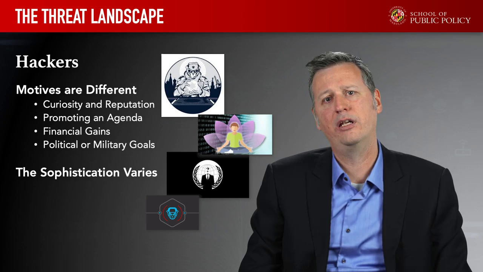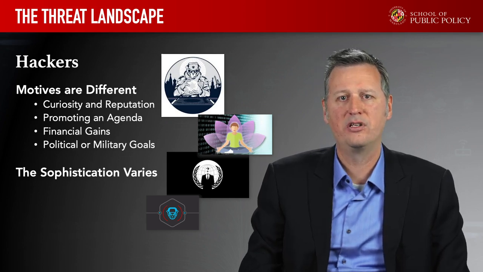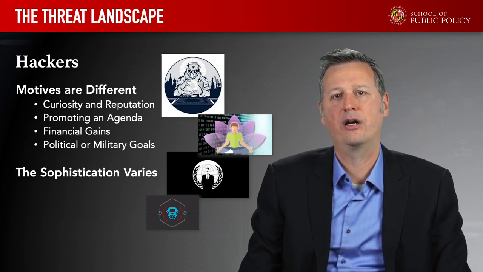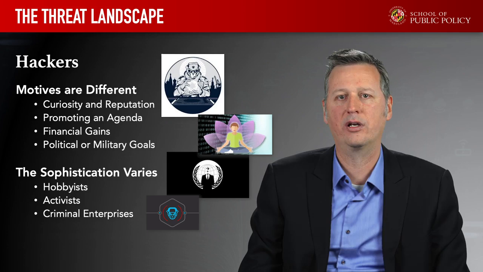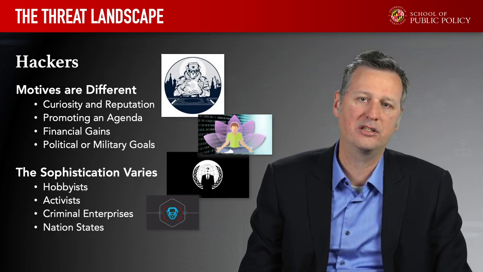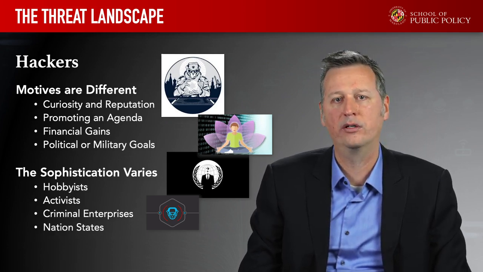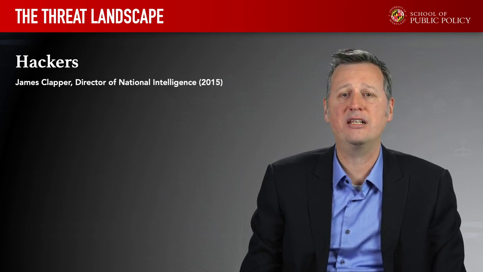So regarding various skill levels, we need to think about the various skills of hobbyists, of activists, criminal organizations, as well as nation states. This is an important differentiator. James Clapper, who is the former director of national intelligence, said in testimony on Capitol Hill that there are a variety of different threats that the United States faces. And these threats come from different hacking groups.